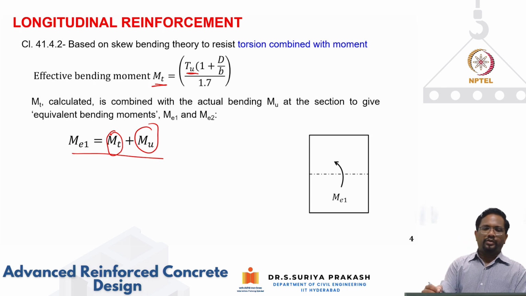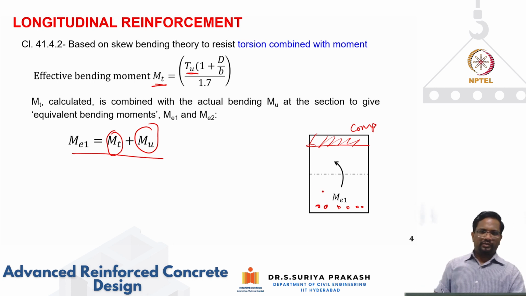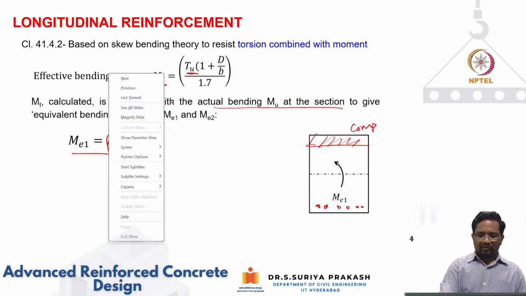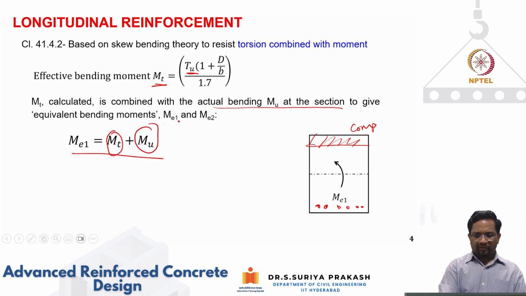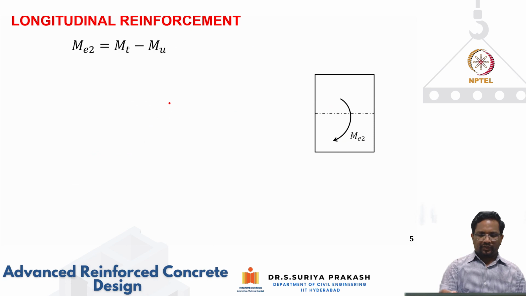So still you have compression at the top and tension at the bottom for this failure mode. So you are adding some additional steel to account for torsion. So this is Me1, which is calculated with the actual bending moment at the section to give the equivalent bending moment Me1. Okay, this is the first one, Me1, which we need to account for.